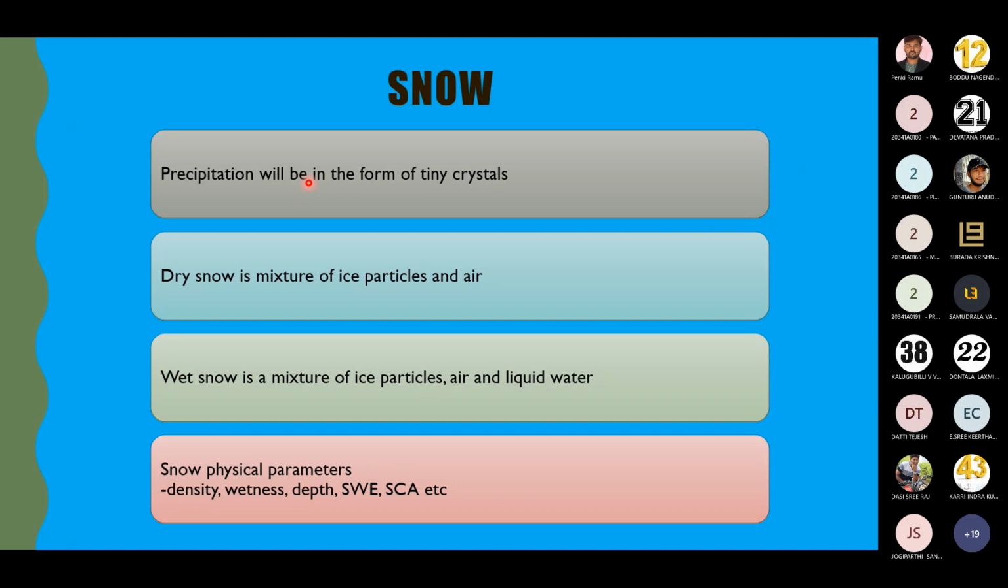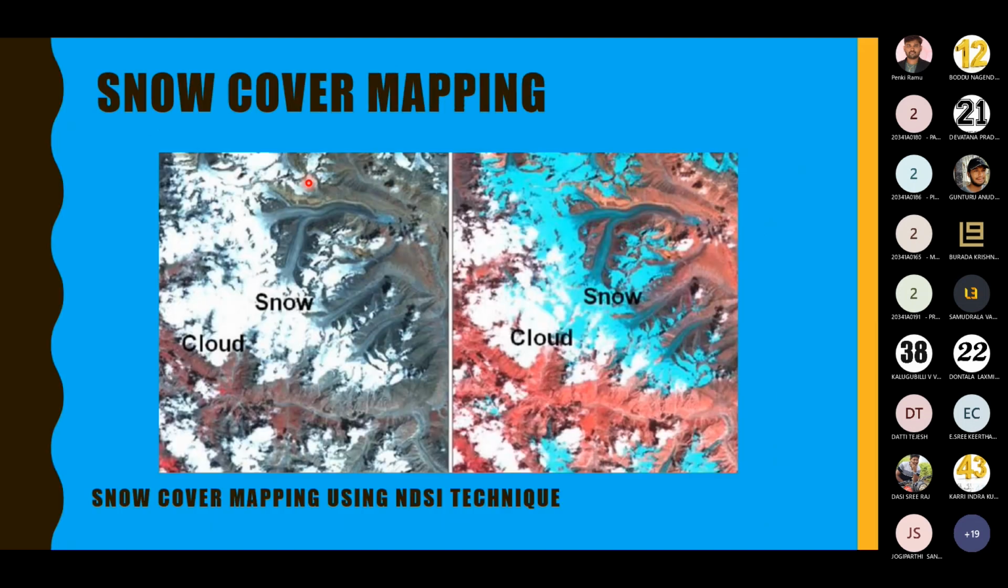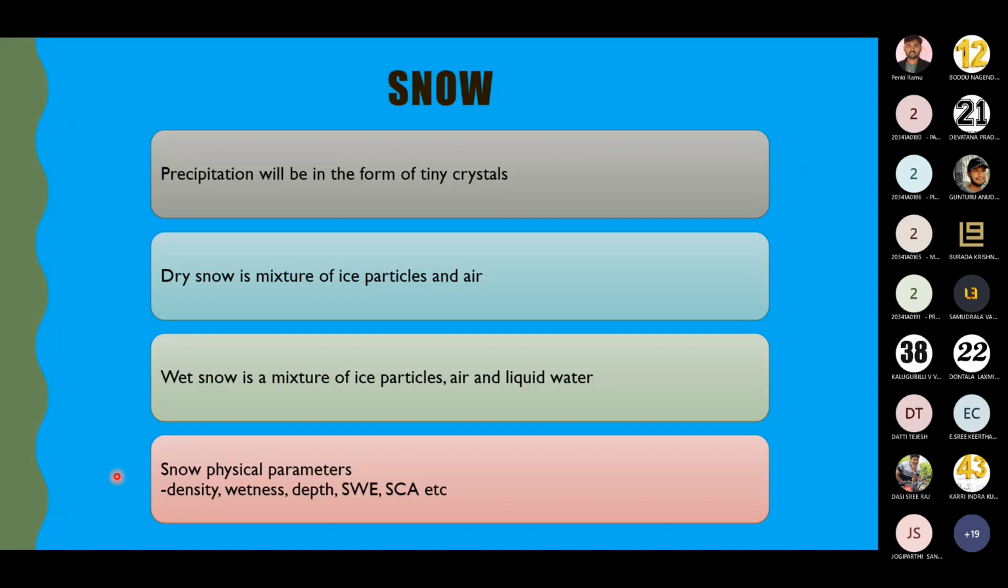And there are different snow parameters such as density, wetness, snow depth, snow water equivalent, snow cover area, etc. So here we are simply talking about snow cover mapping. But see here in this slide, we are talking about snow density. What is the snow density? What is the amount of water that is present in the snow? How much amount of water we can get if that snow is melt? And what is the thickness of the snow? And how much area is covered with snow? So many things are there.